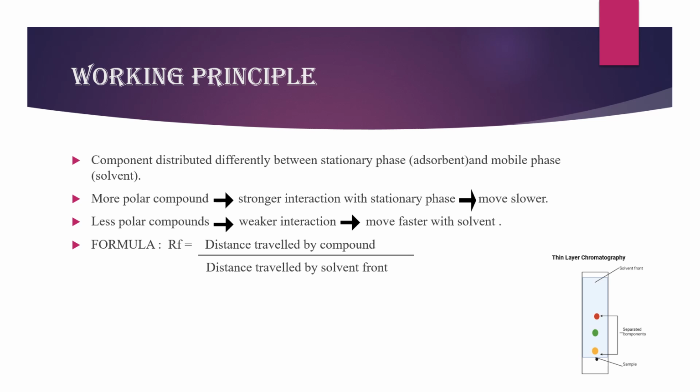The principle of TLC depends on the affinity of compounds toward the stationary phase and the mobile phase. Polar compounds bind more strongly to the stationary phase and therefore move slowly. Non-polar compounds move faster with the solvent. The RF value is calculated by dividing the distance traveled by the compound by the distance traveled by the solvent front.